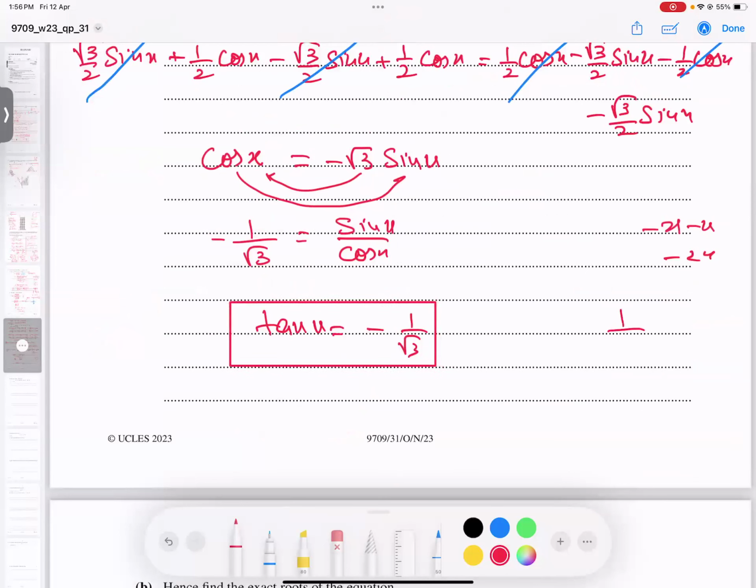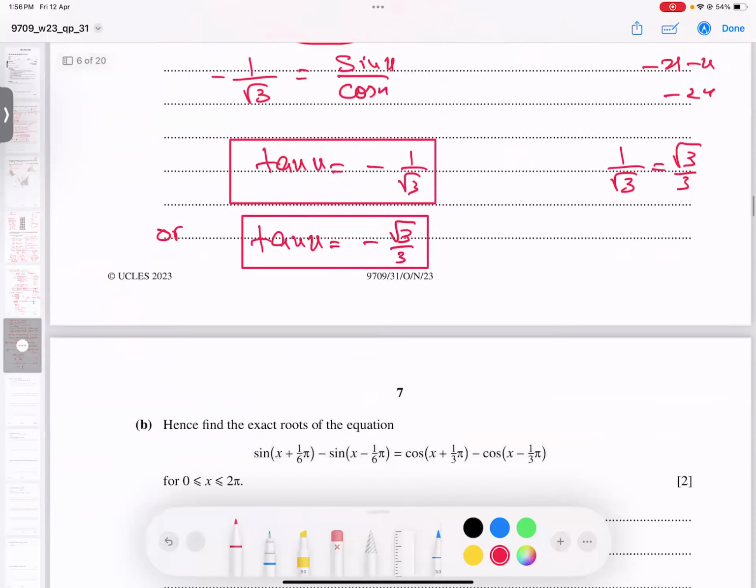But 1 over root 3 can also be written as root 3 over 3. So whether you write it this way or that way, both answers are 100% the same. So no problem at all. Both answers are correct. So let's go to the next part.